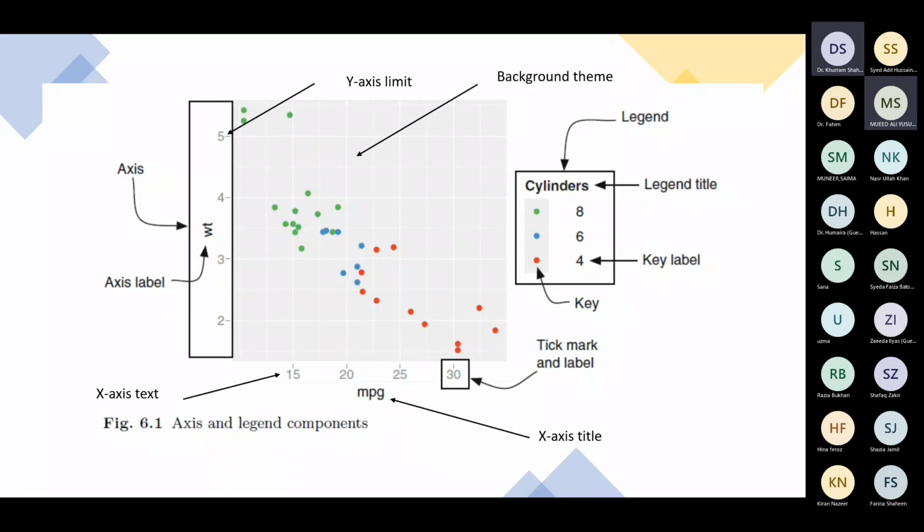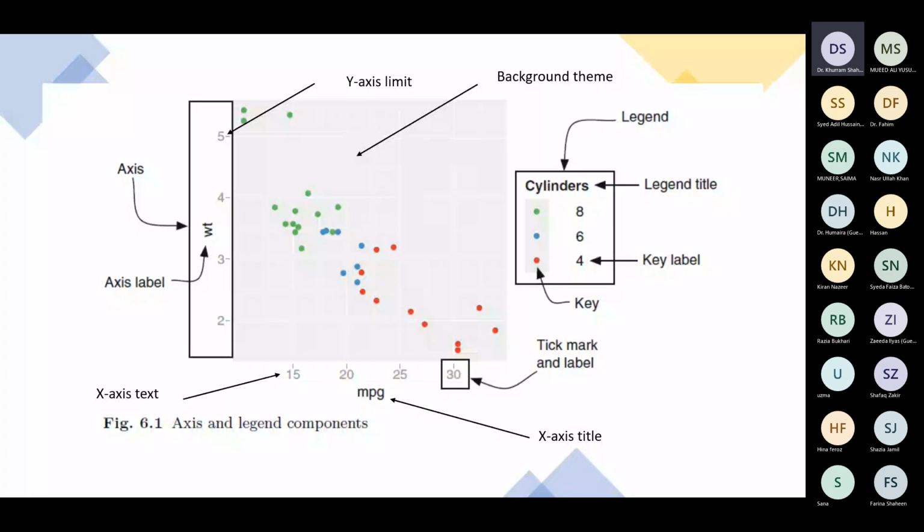Can anybody tell me, is this one factor with three levels? One factor, not the correct answer. So you can see how many factors this has. This is not one-factor data.